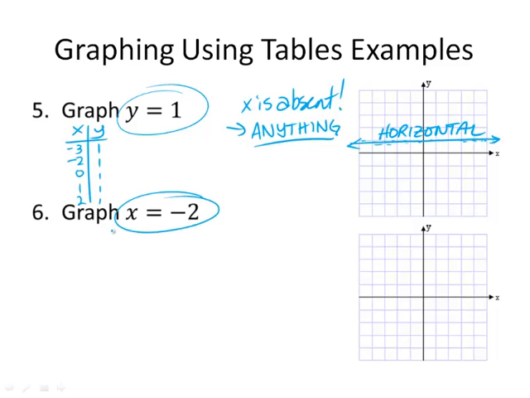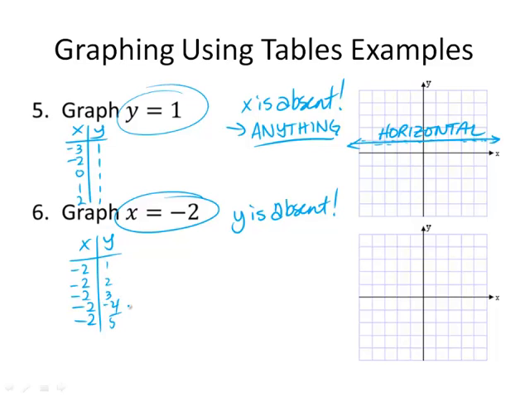What if x is -2? So y is absent. And that also means it can be anything. So in your table of values, as long as your x is -2, I don't really care what y is. Whatever. As long as your x value is -2, all the possible y's can be used. And that gives you your vertical line.